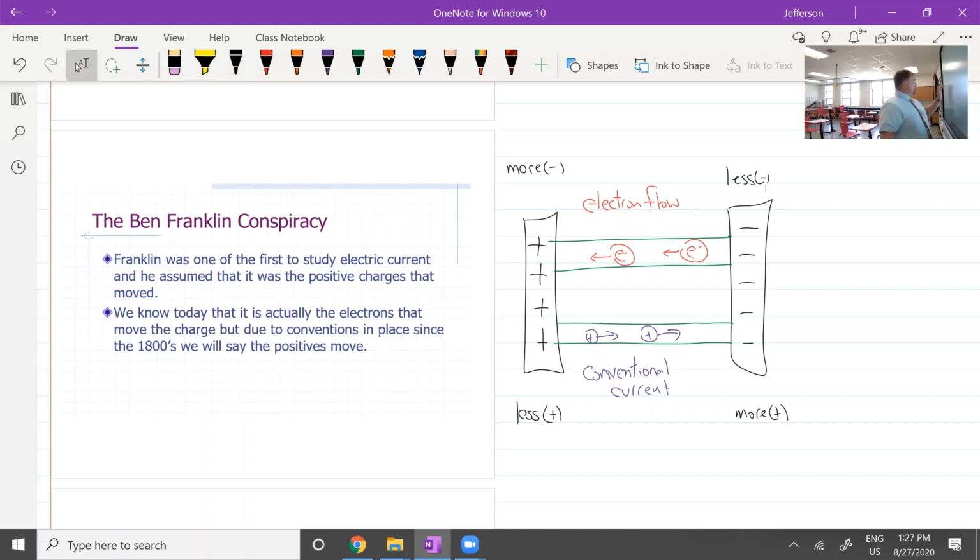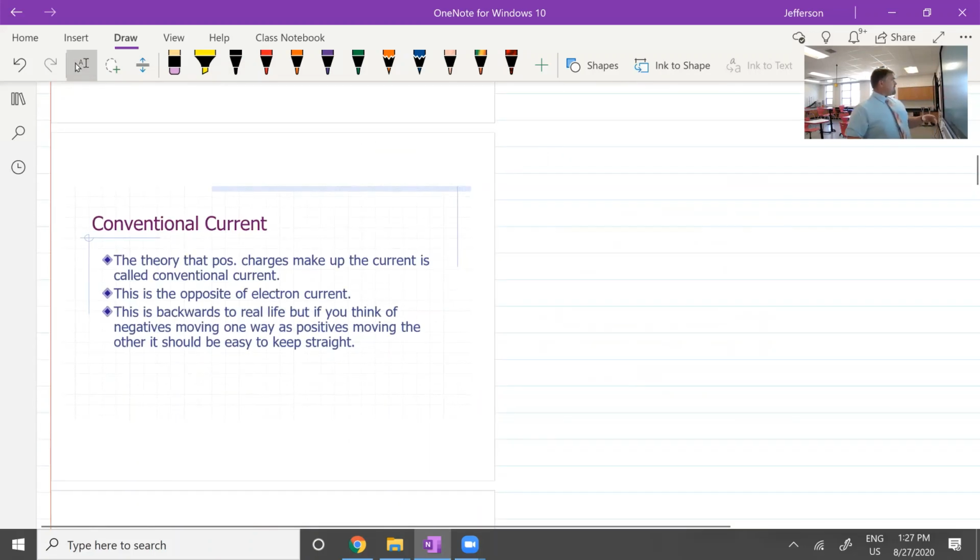Okay, so let's do the conventions. All right, so I just want to explain the positive charges make up the current. It's called conventional current, the opposite of electric current. And again, like we said, it's backwards to real life, but that's okay, because the end result is the same and it's all right. Okay?